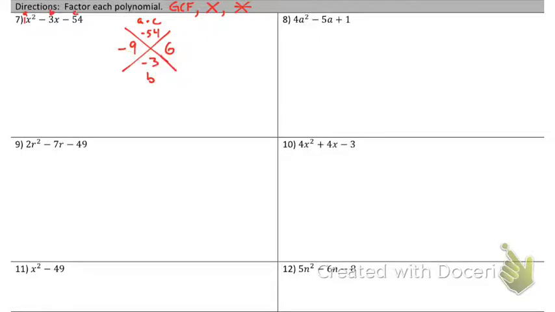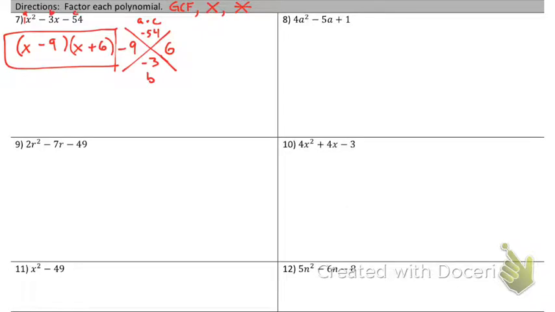Once you have your magic pair and you're doing X method, it's simple. Split your variable here, so it's x to the power of 2. It splits into 2. So an x goes here, and an x goes here, and then we put our magic pair. We have negative 9, positive 6. Done factoring. We turned it into a multiplication problem. So this polynomial is now in factored form.